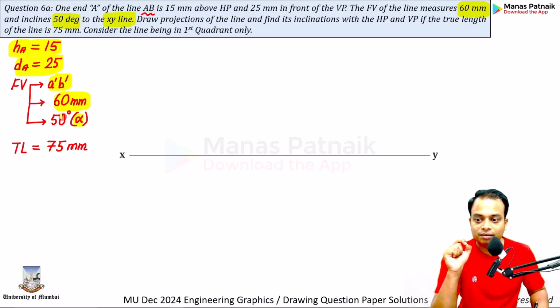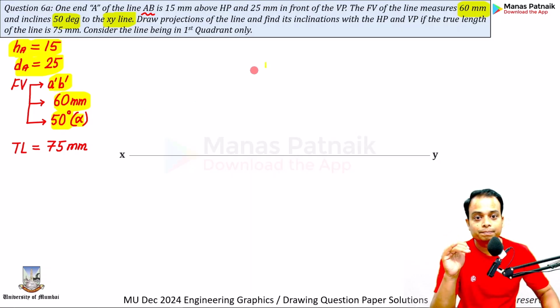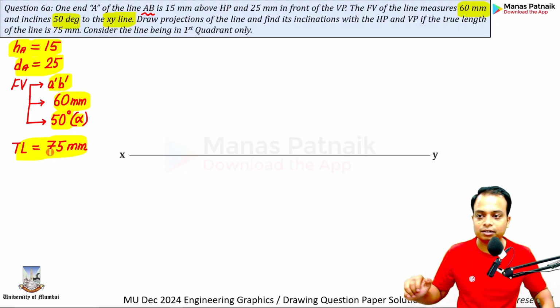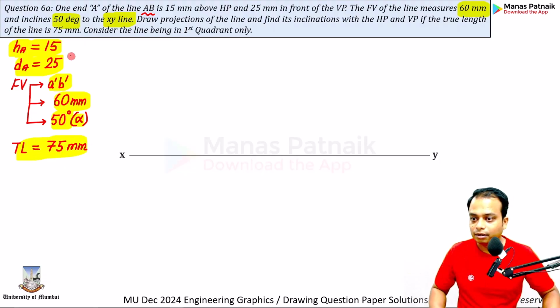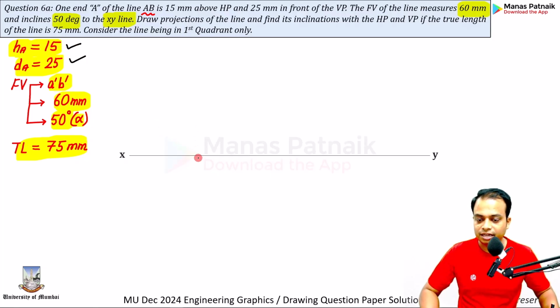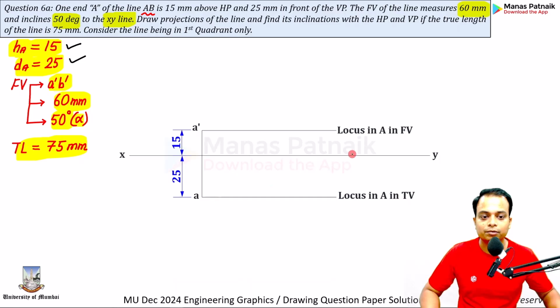By the way, this is alpha, okay, 50 degrees. Very important information. Makes the problem really easy for us. Draw projections of the line and find its inclinations with HP. That means theta and phi has to be calculated. If the true length of the line is 75, so true length also has been given to us. Very well. So the first thing is to take into account these two data, HA above, DA below. This way. Locus of A in front view, locus of A in top view.